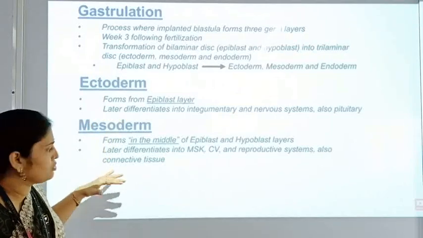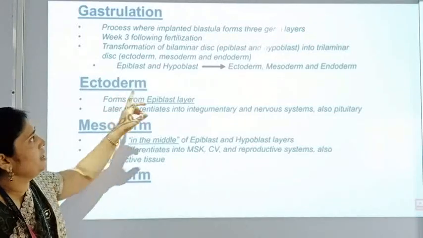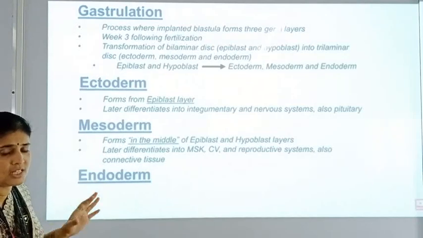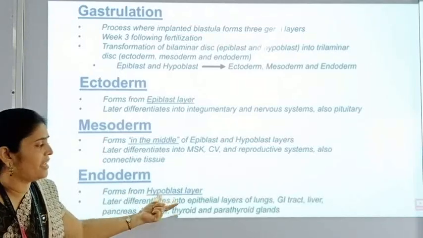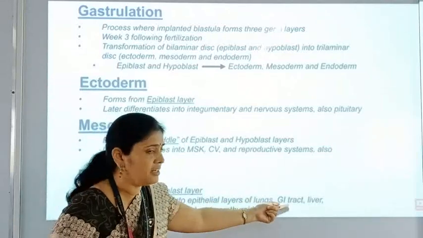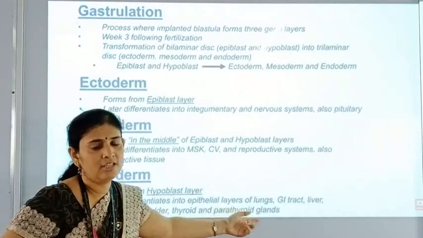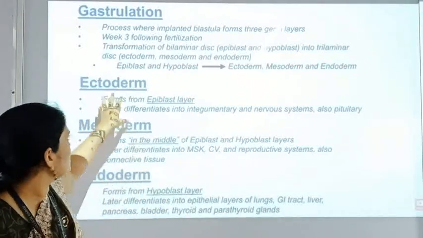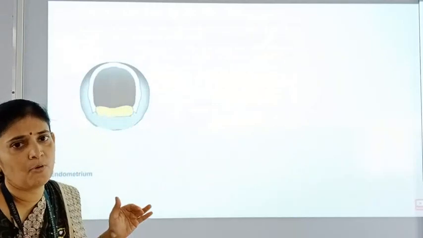The third layer we have to see here is the endoderm, and this endoderm is developed from the hypoblast layer. Later it differentiates into epithelial layers like the lungs, gastrointestinal tract, liver, pancreas, bladder, thyroid and parathyroid gland. So there are different organs of our body formed from these 3 layers. Some are formed from ectoderm, some from mesoderm, and some from endoderm.